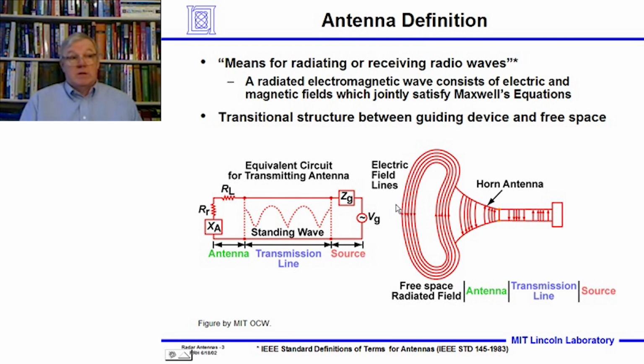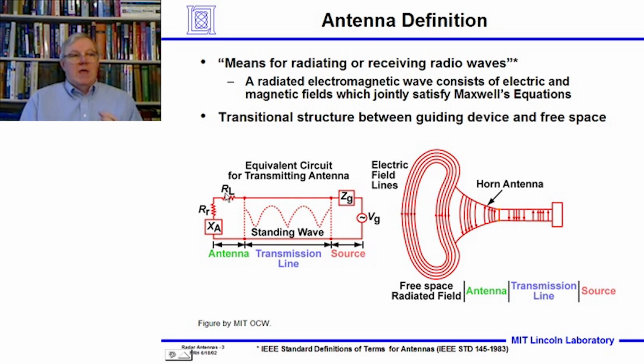If you're an electrical engineer, you know about electrical circuits, and we can model all this on the left by a circuit where we have a voltage source and its impedance or resistance, and that generates a source, and we send it down a transmission line, a standing wave, and then the antenna can be approximated by a couple of resistances and a reactance.